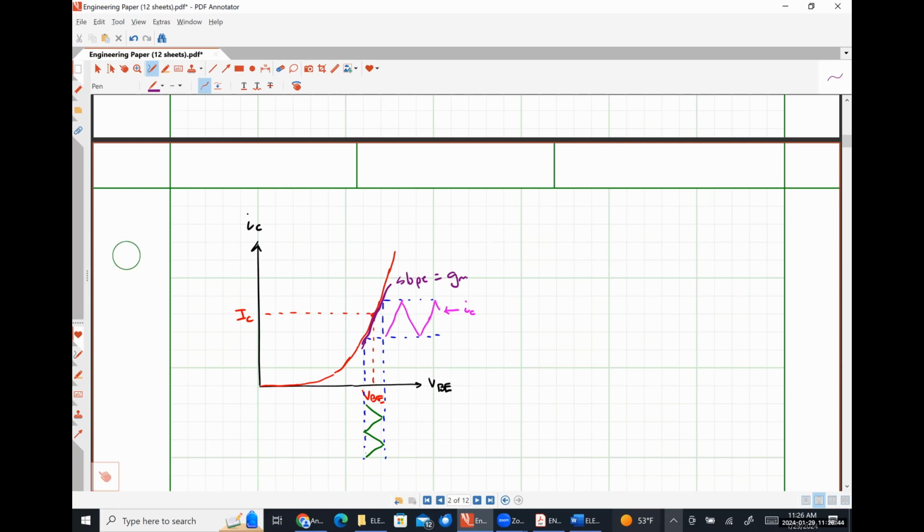Yes. What are the squigglies between the two dotted lines? Yes, squiggly. This is the signal. So these are just the bounds showing us the magnitude of the variation. Okay. This is the perturbation in the voltage VBE, giving us this perturbation in the current IC. Okay.